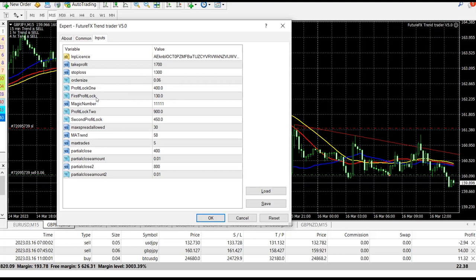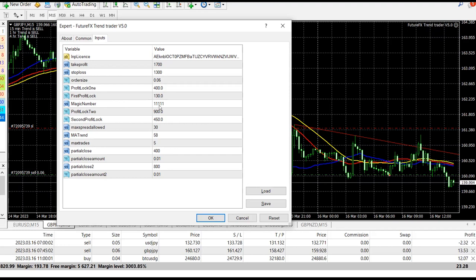Okay, so those two settings work together, and what it means is when that trade gets into 400 points or 40 pips of profit, it's going to move the stop loss line from here to here. So instead of taking a 130 pip loss, you will now take a 13 pip profit. So it's simply locked in profit, hence the name Profit Lock 1.